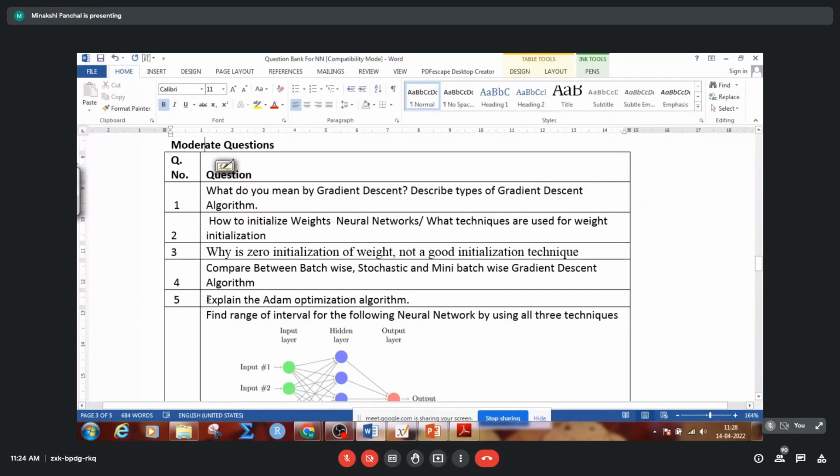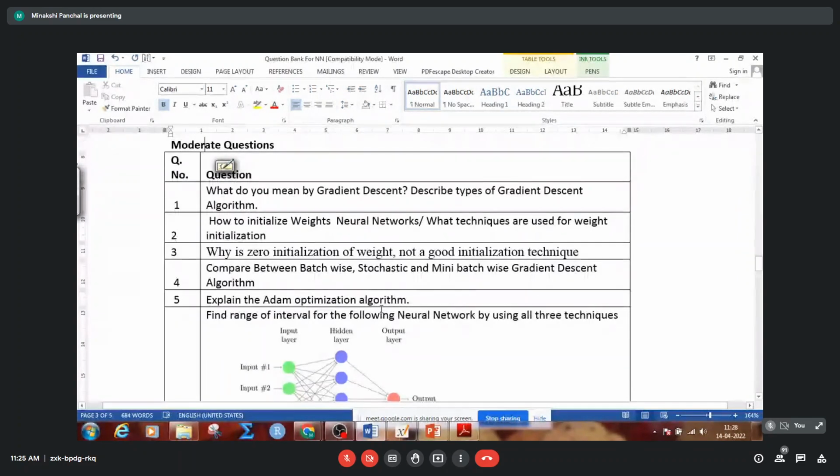Then the next one: explain the Adam optimization algorithm. Adam is the most updated, where we are using the concept of momentum as well as adaptive learning rate, and that's why this is the most updated optimization technique. What you should write down is what techniques it is using, what benefits we get from it, and you should describe the mathematical expression here.